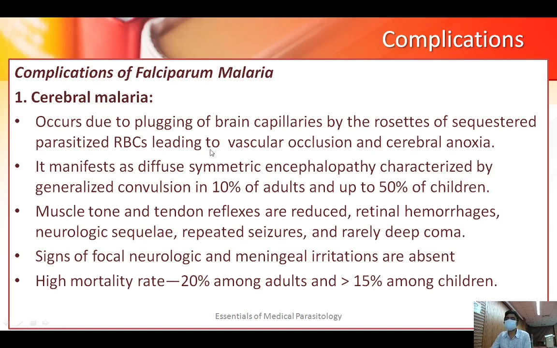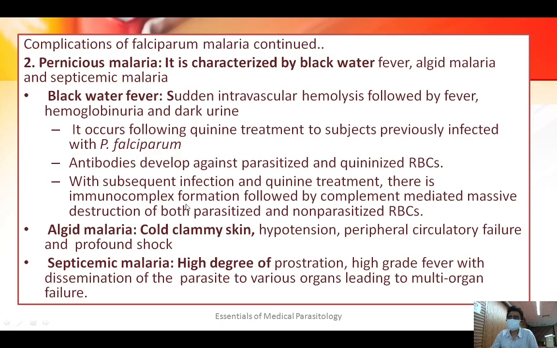Because of this rosetting and sequestration, all the forms of Plasmodium falciparum may not be found in the peripheral blood smear. Only the early trophozoite form is present in the peripheral blood smear, whereas the later forms are not present. Other things like pernicious malaria may occur, characterized by black water fever, algid malaria, and septicemic malaria. These three, the triad, are known as pernicious malaria.